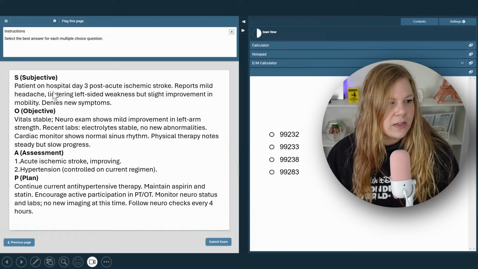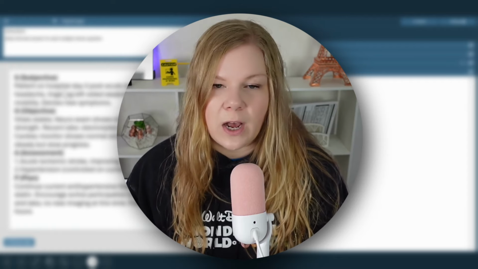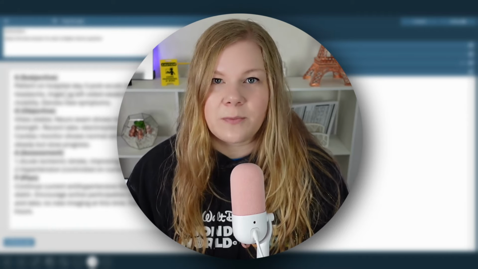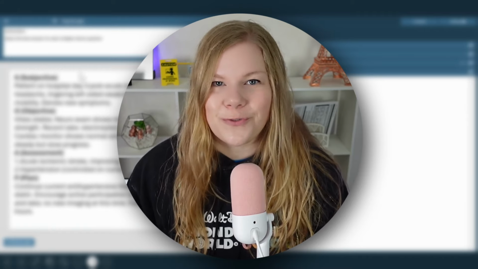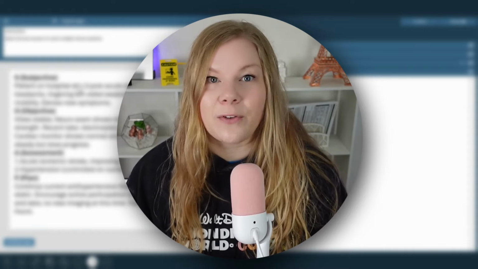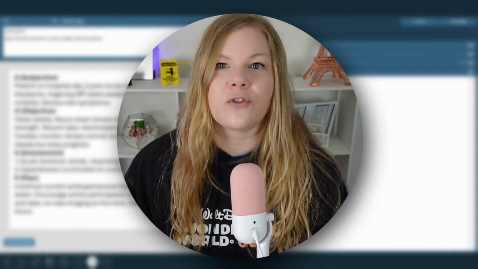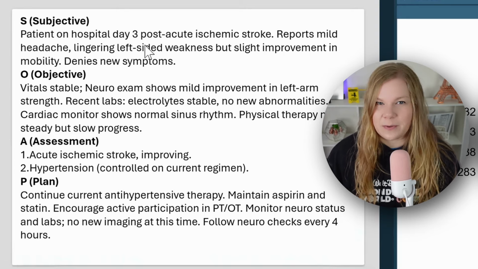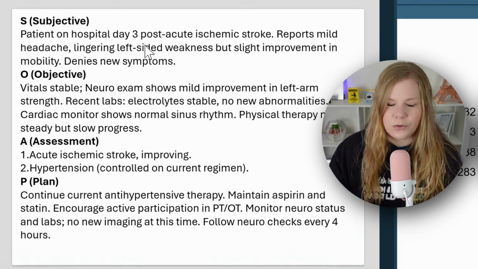This patient is on hospital day 3. Be careful when you see the word hospital. That doesn't always necessarily mean it is a hospital visit. Sometimes it'll say this patient was discharged from the hospital 3 days ago, but now they're actually being seen for transitional care. So just because it says hospital doesn't necessarily mean it's a hospital visit. Sometimes they like to get really, really tricky with that.